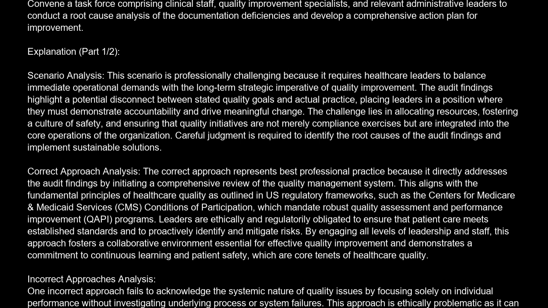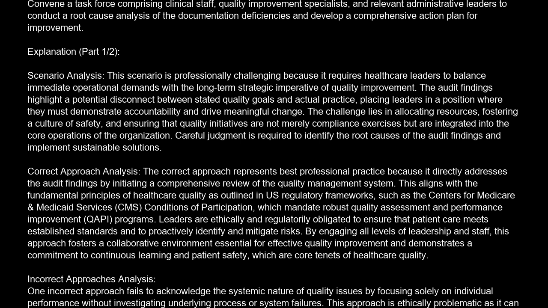Explanation. Scenario analysis. This scenario is professionally challenging because it requires healthcare leaders to balance immediate operational demands with the long-term strategic imperative of quality improvement. The audit findings highlight a potential disconnect between stated quality goals and actual practice, placing leaders in a position where they must demonstrate accountability and drive meaningful change.